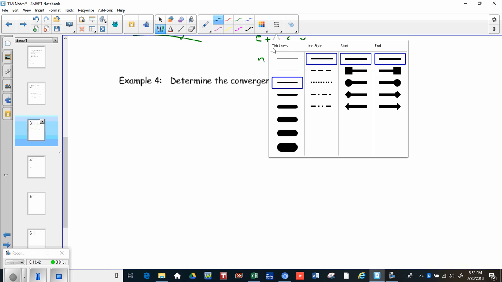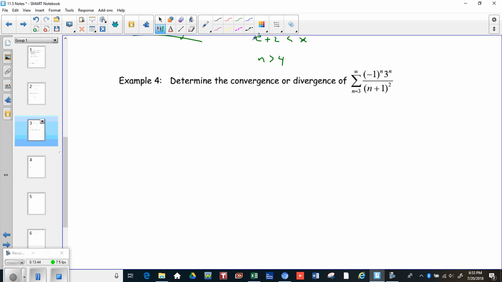Number 4 here, let's see. Determine the convergence or divergence of this series. Once again, I see a negative 1 to the n, which means this thing is going to be alternating. I've got a 3 to the n over (n plus 1) squared. If I were to look at the limit as n approaches infinity of the absolute value, so that's 3 to the n over (n plus 1) squared.